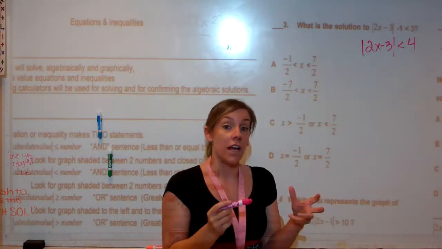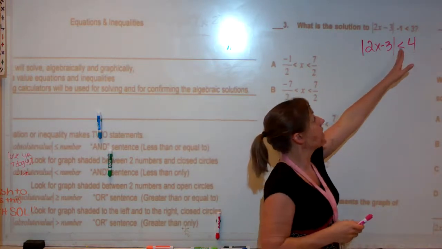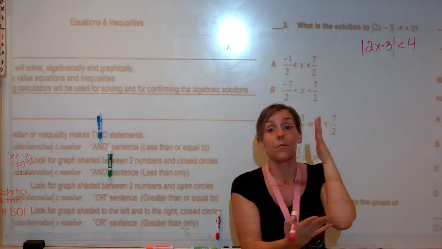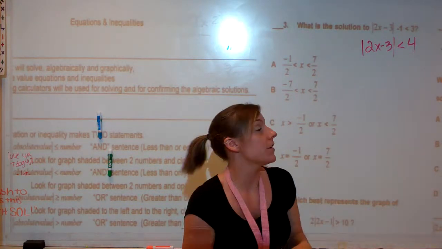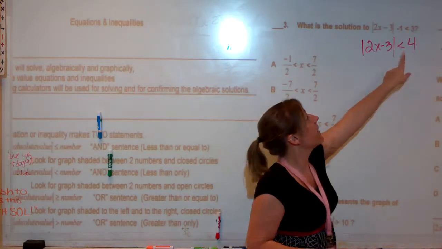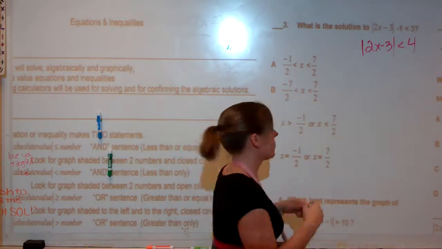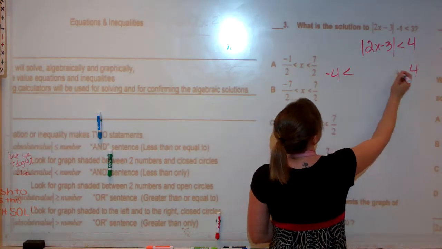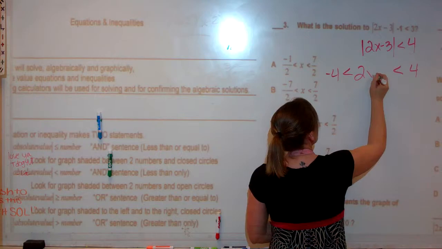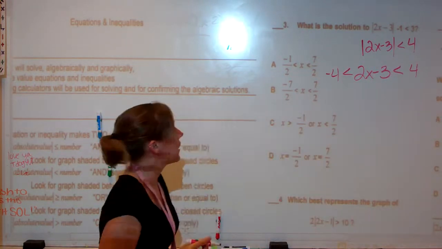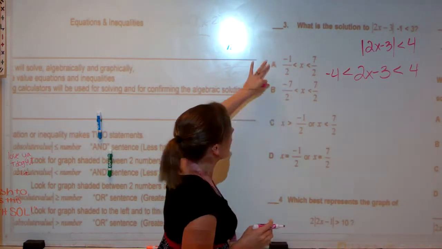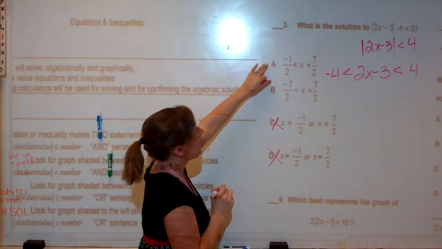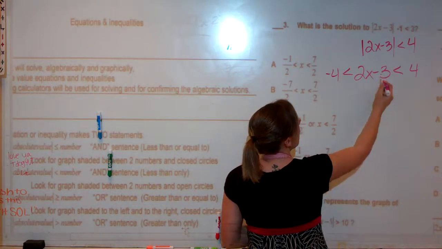And remember, always check to see if it's no solution. So it's less than a positive, which is perfectly fine. Whenever you take absolute value, remember it either needs to be 0 or a positive number. So then we do solve it from there. Less than makes a sandwich. We have a negative 4 on one end, a positive 4 on the other end, and in the middle of our sandwich is 2x minus 3. So since this is our setup, that means our answer is going to be one of these two. Neither one of them are ors, so it's either A or B, and then we just solve from there.